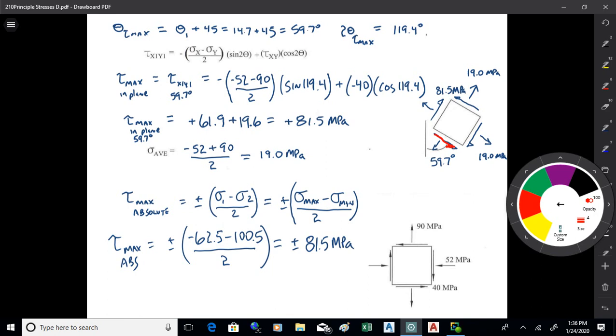Now I can also find a maximum shear using this other formula, plus or minus sigma 1 minus sigma 2 over 2, which is plus or minus sigma max minus sigma min over 2. So I can go ahead and plug in my maximum normal stresses and minimum normal stresses, take the difference, divide by 2, and I'll get 81.5. So that's another way to do it. But again, that's a plus or minus. You're not quite sure how to draw up the sketch when you do it that way. So I prefer to use the general formulas with the proper angle input.